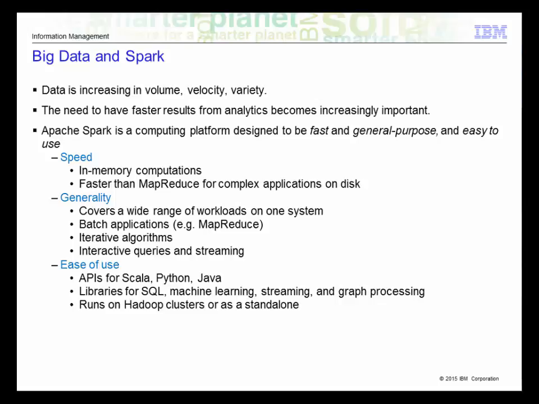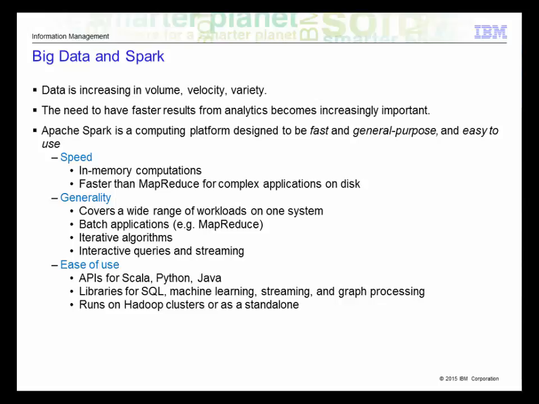The speed comes from the in-memory computations. Applications running in memory allows for much faster processing and response. Spark is even faster than MapReduce for complex applications on disk. This generality covers a wide range of workloads under one system. You can run batch applications such as MapReduce type jobs or iterative algorithms that build upon each other. You can also run interactive queries and process streaming data with your application. In a later slide, you'll see that there are a number of libraries which you can easily use to expand beyond the basic Spark capabilities.